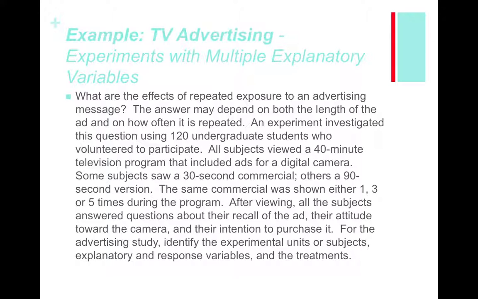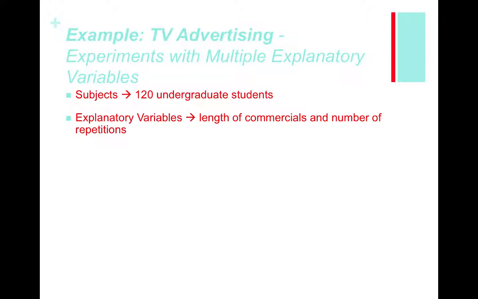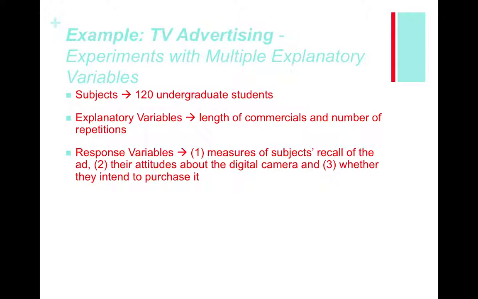Okay, so for the advertising study, let's identify the experimental units or subjects, explanatory and response variables, as well as the treatments. So the same thing as the last question, only this time you're going to see that it's a multi-factor experiment because you have quite a few different things going on here. Okay, so subjects are the 120 undergraduate students who were watching these ads. The explanatory variables, there's 2 of them. There's the length of the commercial, but then there's also the number of repetitions. So there was the 30-second commercial and the 90-second commercial. And then they also showed it to them 1, 3, or 5 times during the program. And then the response variables, there's 3 of those. They measure the subjects' recall of the ad, then their attitudes about the digital camera, and also whether they intend to purchase it.